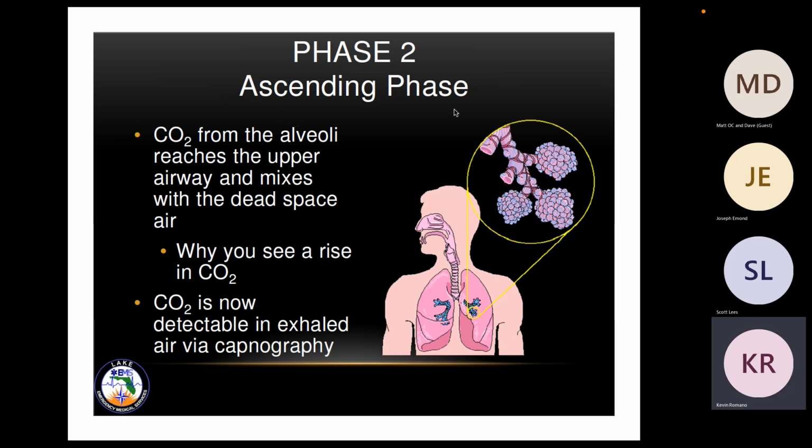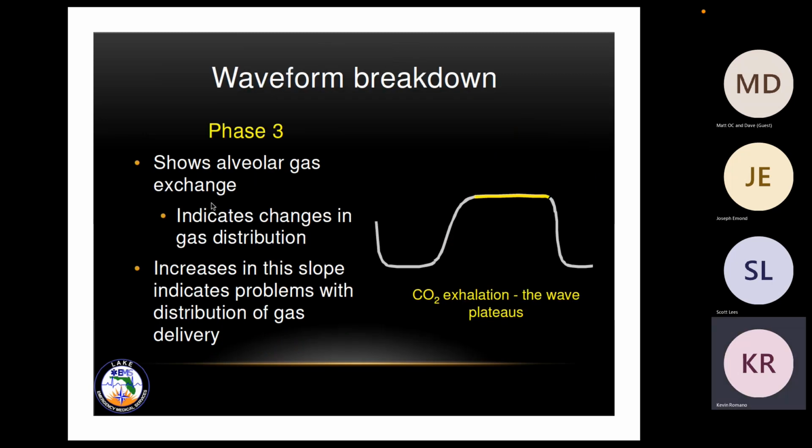Phase two is the ascending phase, right? So we start seeing that upstroke going up into the plateau. The CO2 from the alveoli reaches the upper airway and mixes with the dead space air. So this is why you see a rise in end tidal CO2. CO2 is now detectable and exhaled, and it's detected via capnography, right? So that was phase two here.